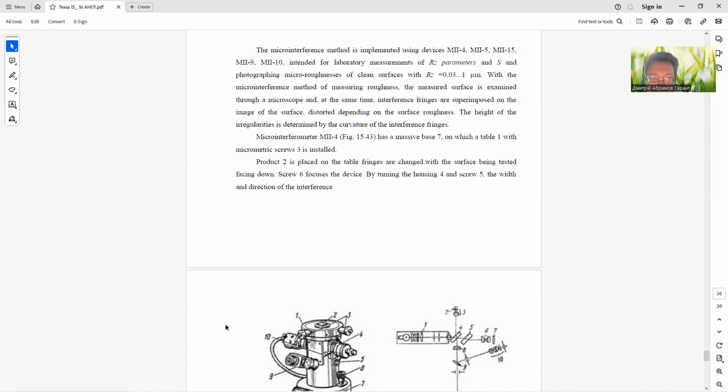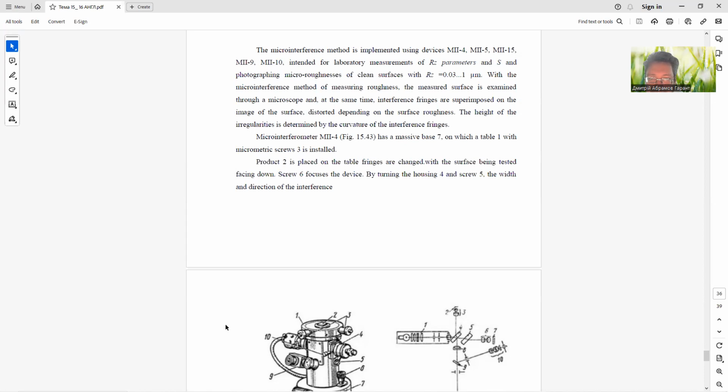With the microinterference method of measuring roughness, the measured surface is examined through a microscope and at the same time interference fringes are superimposed on the image of the surface, distorted depending on the surface roughness. The height of the irregularities is determined by the curvature of the interference fringes.